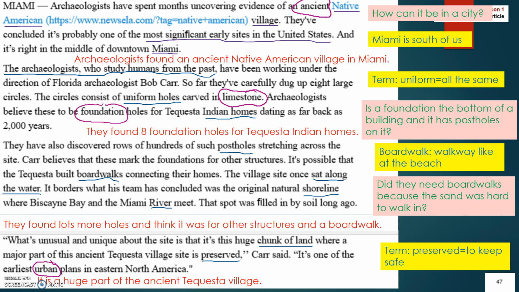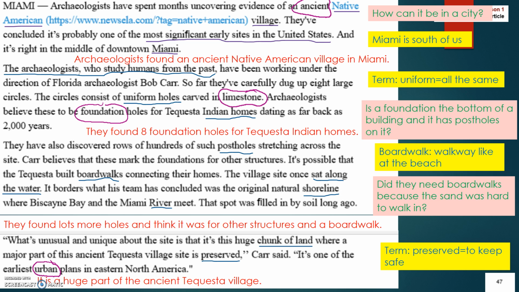When I get to the next paragraph, it says there's hundreds of such post holes. So that makes me wonder, is a foundation the bottom of a building and it has post holes in it? Or on it. So there's holes where they would put the corners of the building, kind of maybe like a fence, because they have post holes in it. That seems to make sense to me. So I'm going to put that on my pink sticky note. These are my questions or my things I'm not quite sure about.